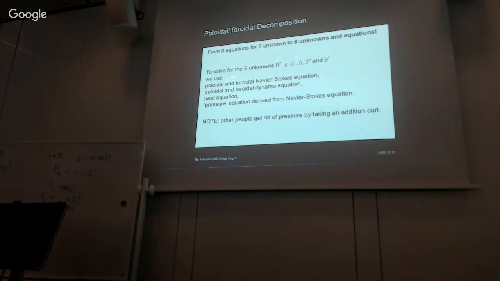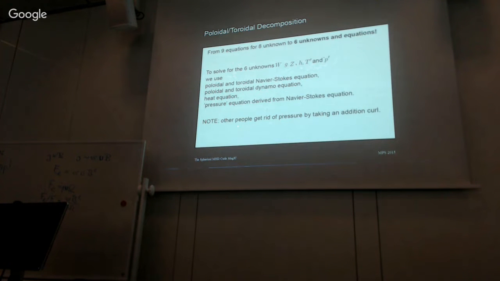Okay, so now we have reduced our unknowns to 6: the potentials, poloidal and toroidal, the temperature disturbance T prime around the background state, and the pressure disturbance P prime around the background state. To solve for these 6 unknowns, we need 6 equations. And what we do is we construct a poloidal and toroidal Navier-Stokes equation, we construct a poloidal and toroidal dynamo equation. We take the heat equation, because this was an equation for T prime, and we also need a pressure equation for P prime. So these are the 6 equations.